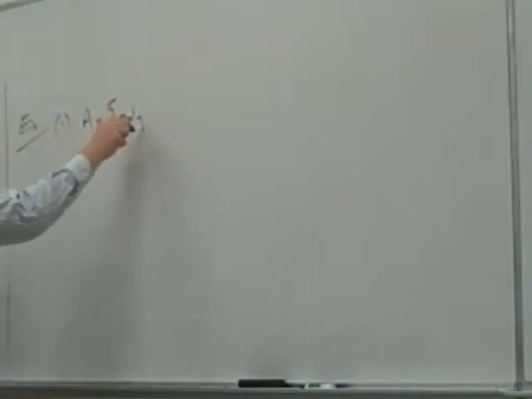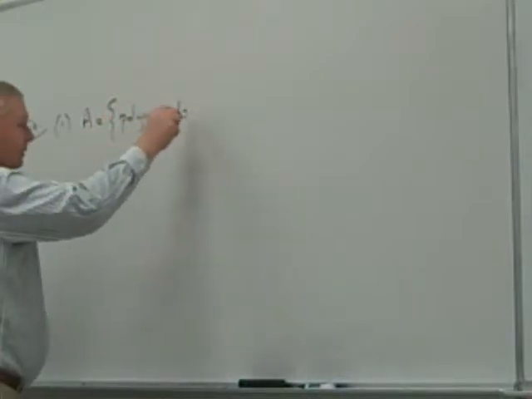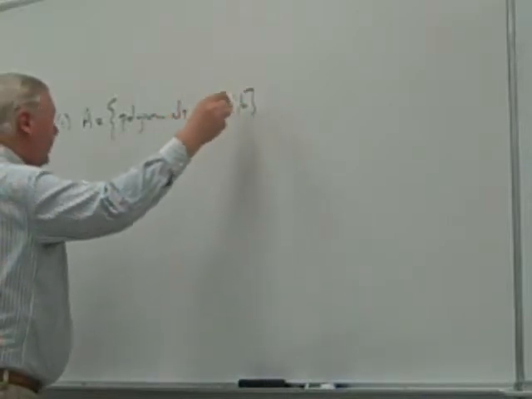Okay, so let's look at some examples of algebras of functions. Well, we've already met one of them. So, first example, A is a set of polynomials on some closed interval [a, b].